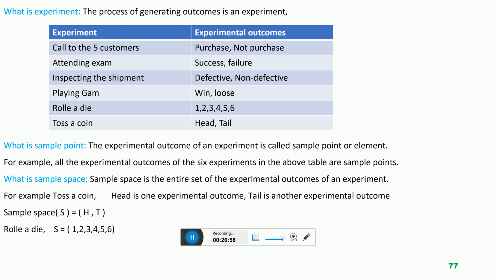sample space. Like for example, roll a die. When we roll a die, there are six possible outcomes: 1, 2, 3, 4, 5, 6. Maybe one on the up face, maybe two on the up face, maybe three on the up face. So what is it? Sample space. Sample space means the set of the total experimental outcomes of an experiment.